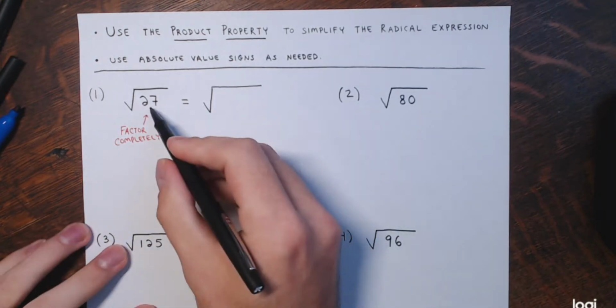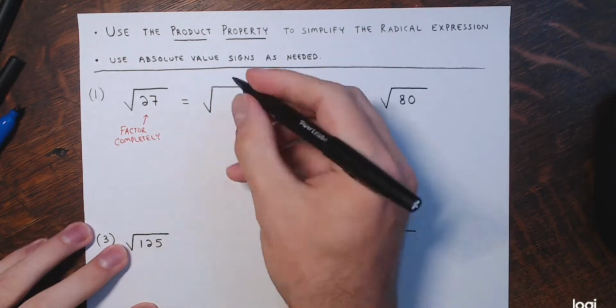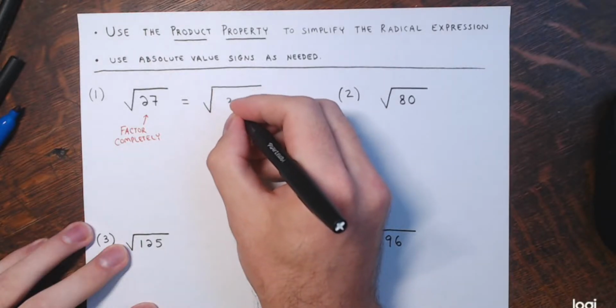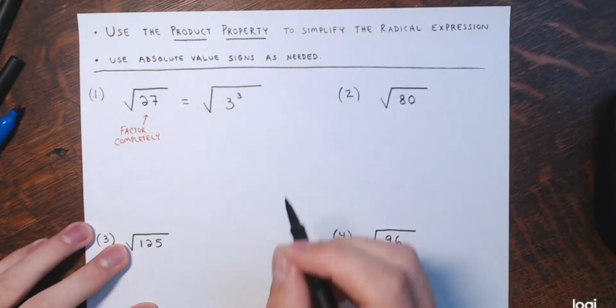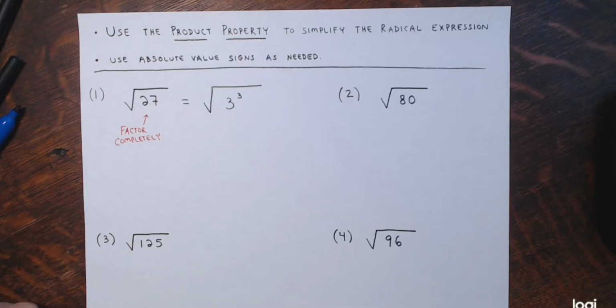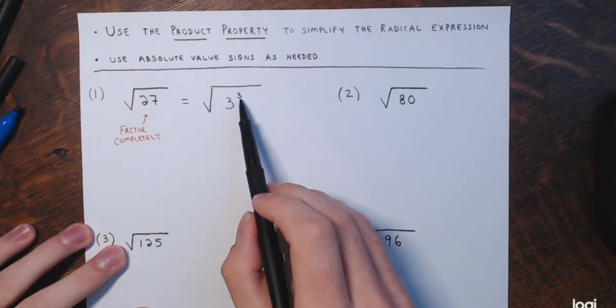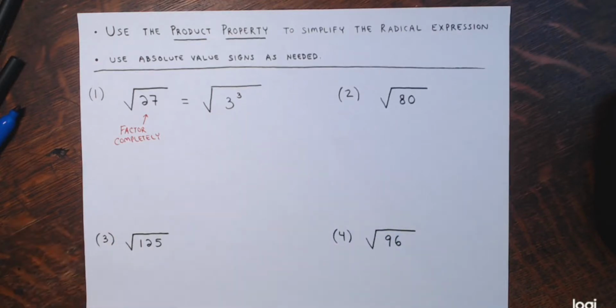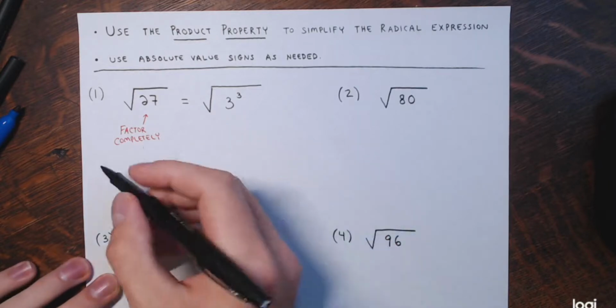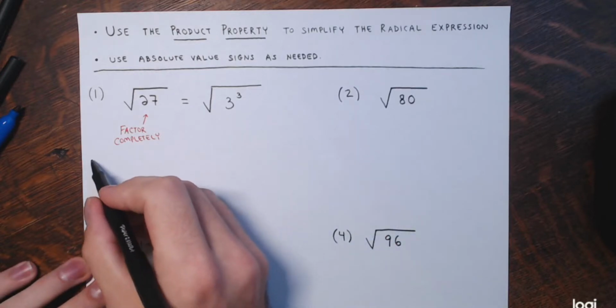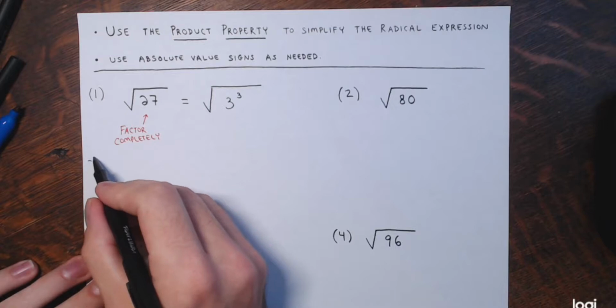So 27, when you break that down completely, is 3 to the third power. All right, 3 to the third power. Now, if this was the square root of a square, right, 3 to the second power, that would be wonderful, right? But that's not a square. So now what I'm going to do is split up the factors using the product property. All right, so here comes the product property use.